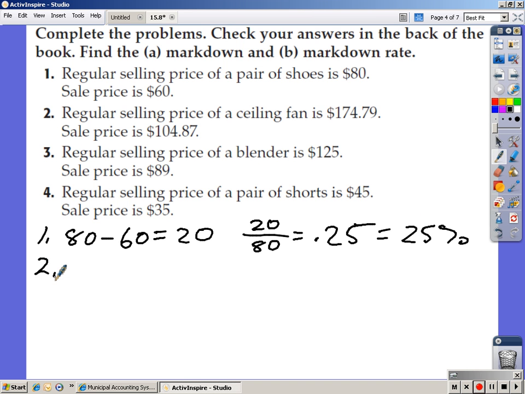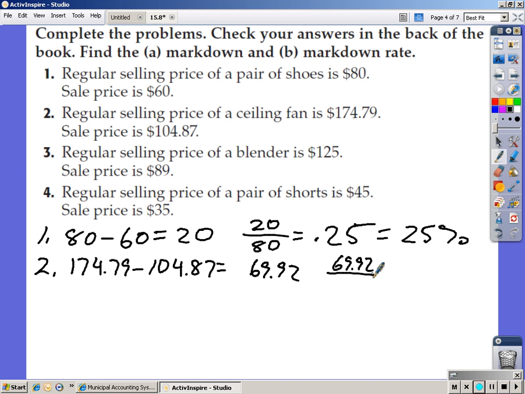Okay. Number two, regular selling price is $174.79. Sell price is $104.87. $174.79 minus $104.87 is $69.92. Take $69.92, divide it by $174.79. You get 0.4, which is 40%.